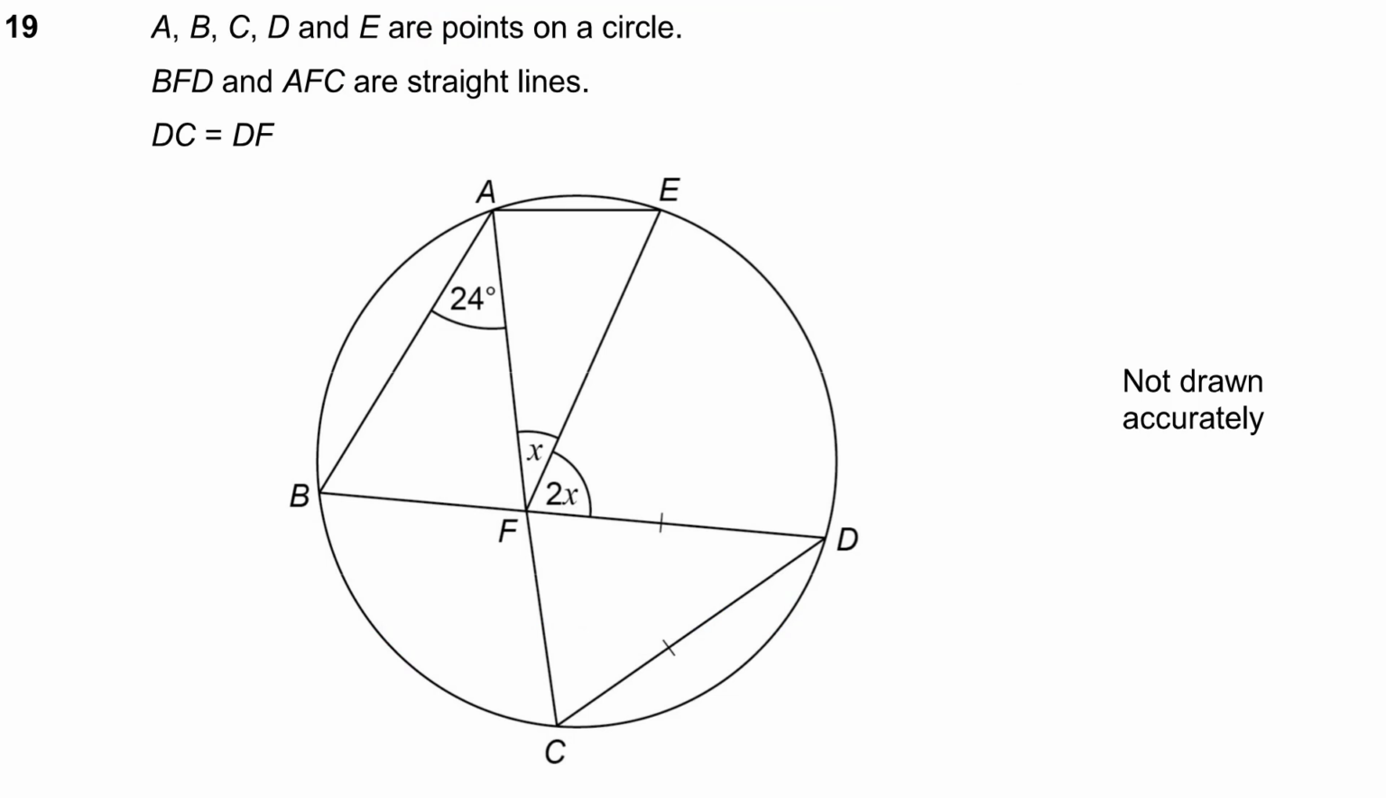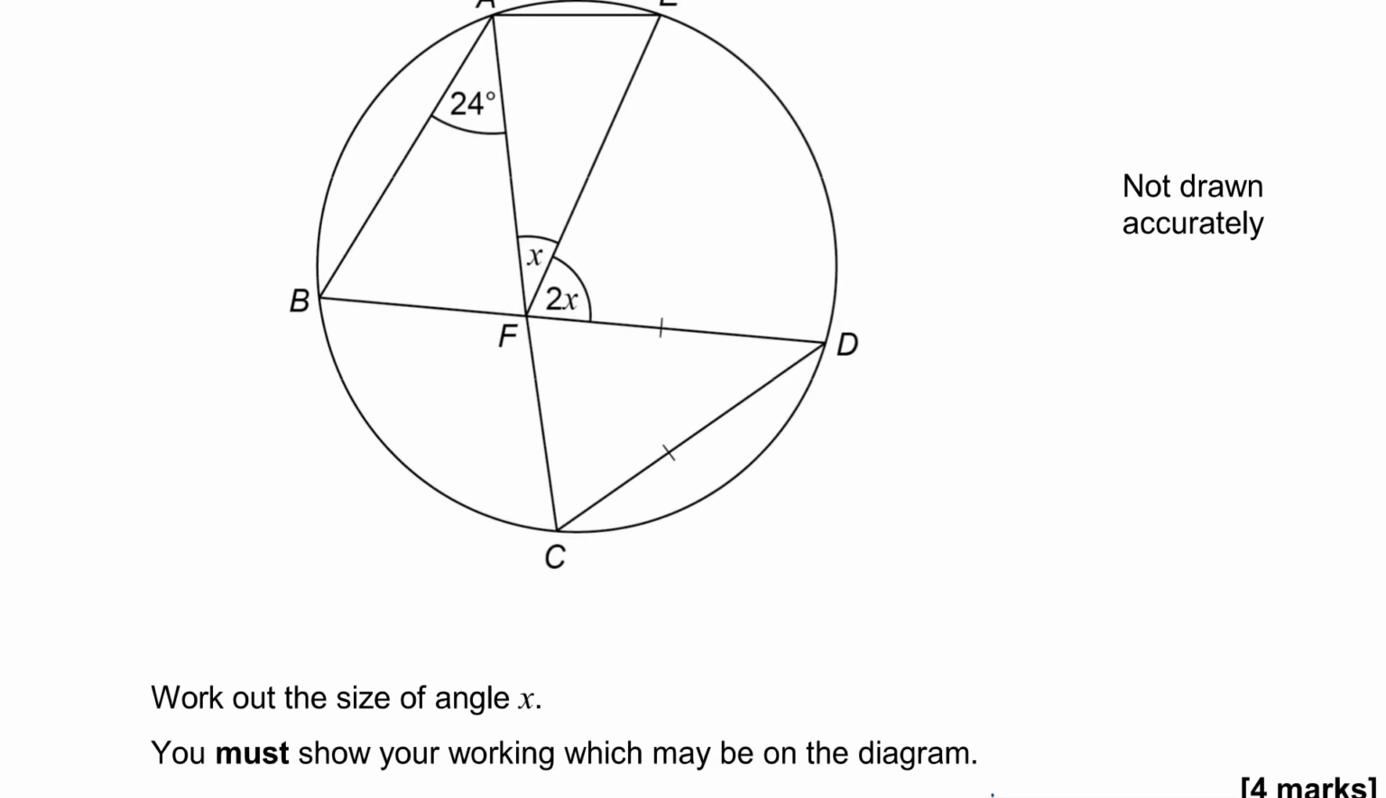Question 19. A, B, C, D, and E are points on a circle. BFD and AFC are straight lines, and we're told that DC is equal to DF. Now, all that information is already on the diagram, plus we've got a few extra pieces of information. What we need to do is work out the size of angle X, which features here, and it also features again next door here. So we've got X appearing twice there.